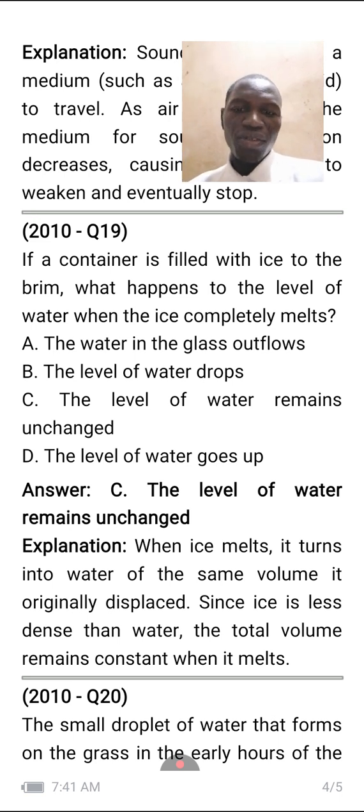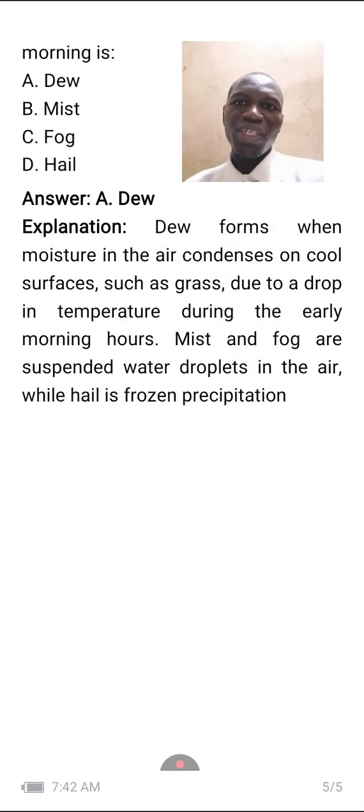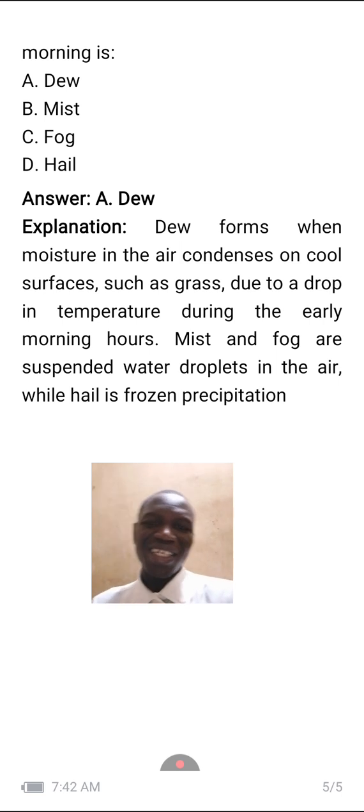All right, so let's go to the next question, which I think is the last. The small droplet of water that forms on the grass in the early hours of the morning is... everyone can answer this question now. What do we call it? The water droplets that form on top of grass in the early hours of the morning. Dew, mist, fudge, hail. So the correct answer is dew. We call it dew. Morning dew.